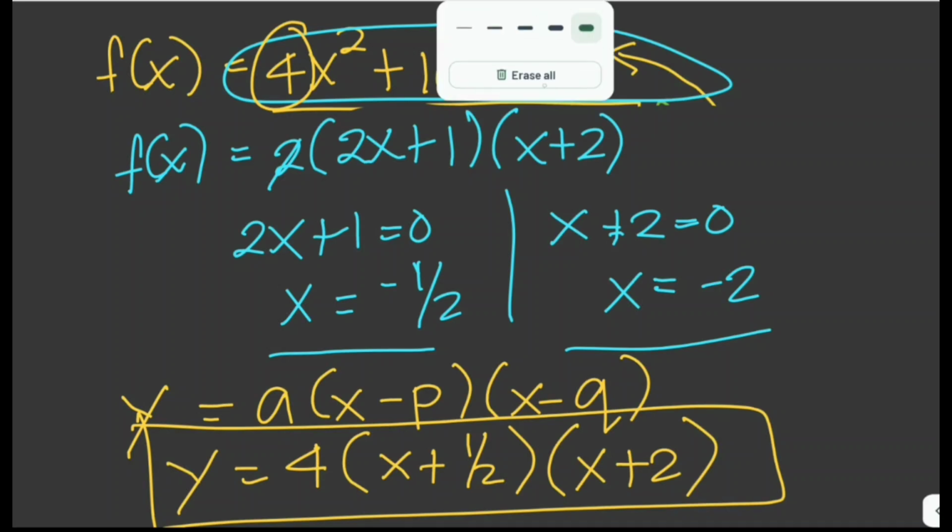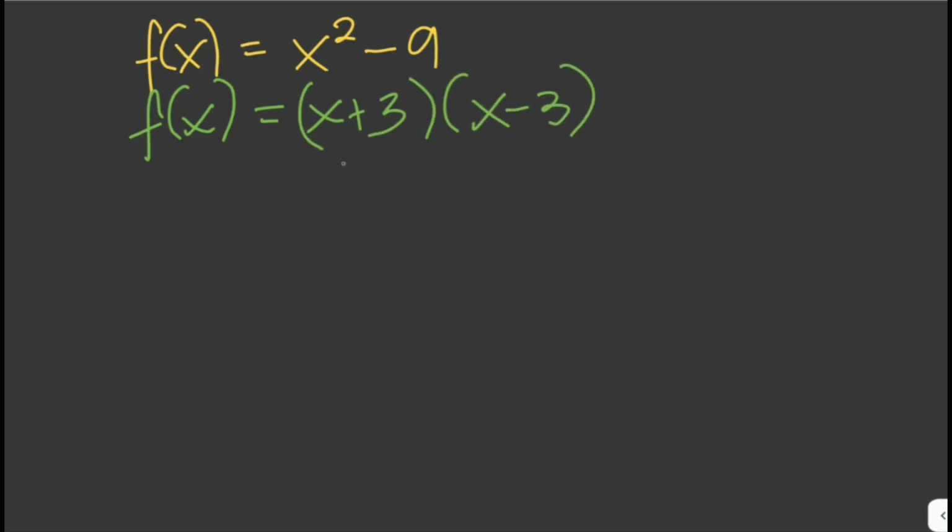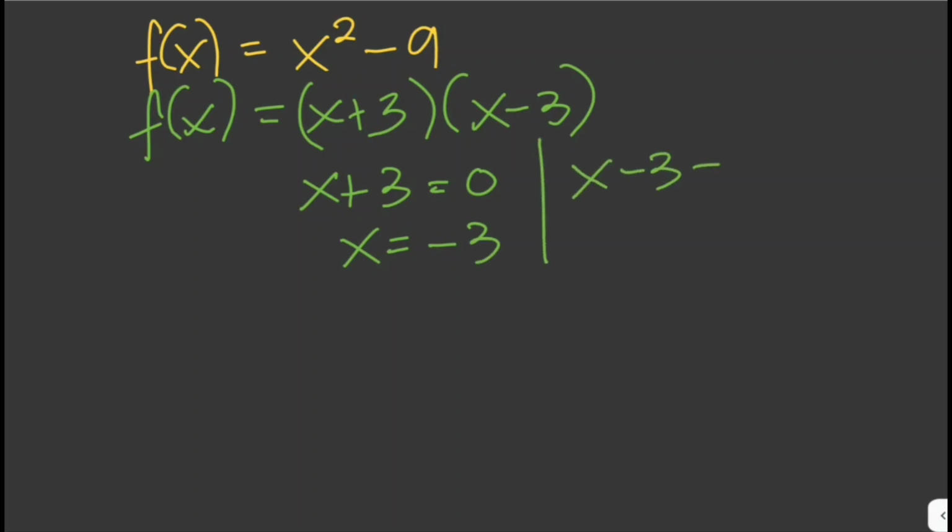Now let's solve another problem. So let's say we're given f of x equals x squared minus 9, and x squared minus 9 here is the difference of two squares because 9 is a square. So we can just write this equation as x plus 3 times x minus 3, and then we equate each of the factors to 0. Therefore the x-intercepts here are negative 3 and positive 3.